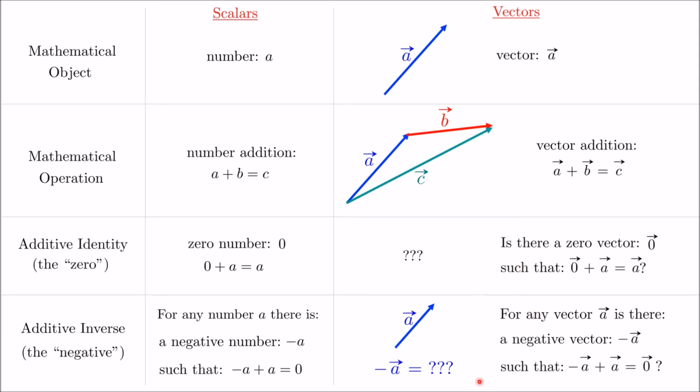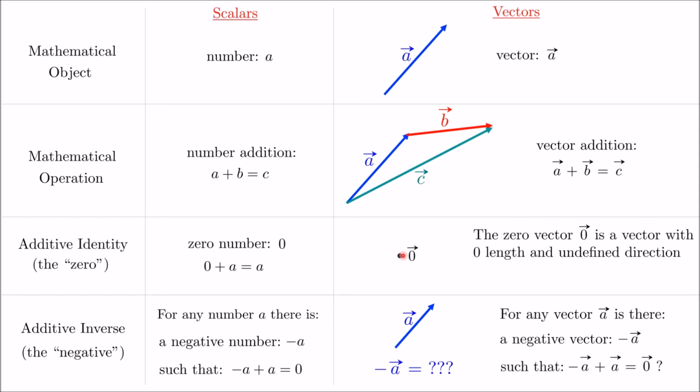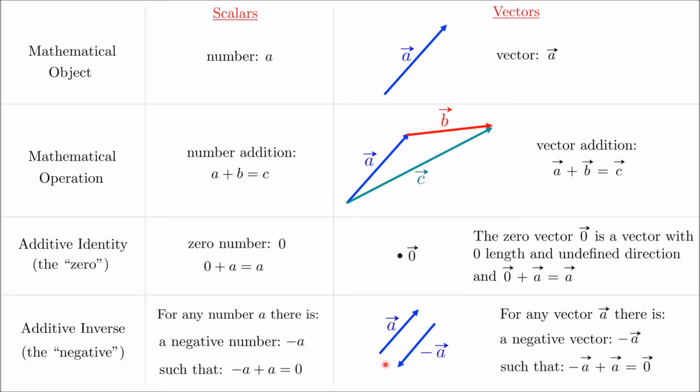Okay, so we answered both of these questions now. So the 0 vector does indeed exist. It's the special vector that's collapsed down to a point, and it has 0 length, and its direction is not defined. And it has this property such that when we add it to any vector, nothing's going to happen to it. And we answered this question as well. For any vector, there really is a corresponding negative vector as well. And the negative vector looks like this. It has the same length, but points directly in the opposite direction compared to a. And it has the property such that when you add these things together, you're going to get the 0 vector.